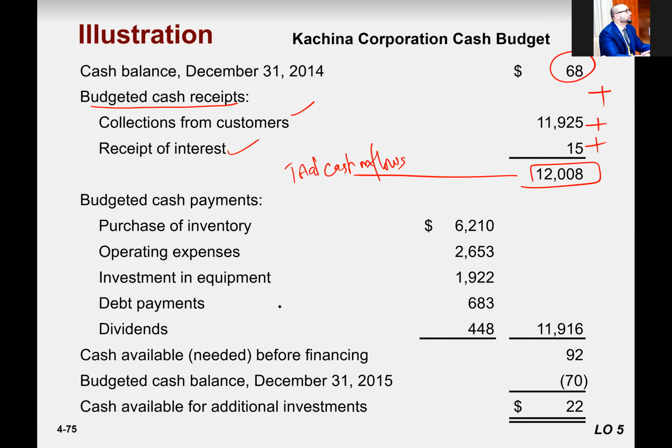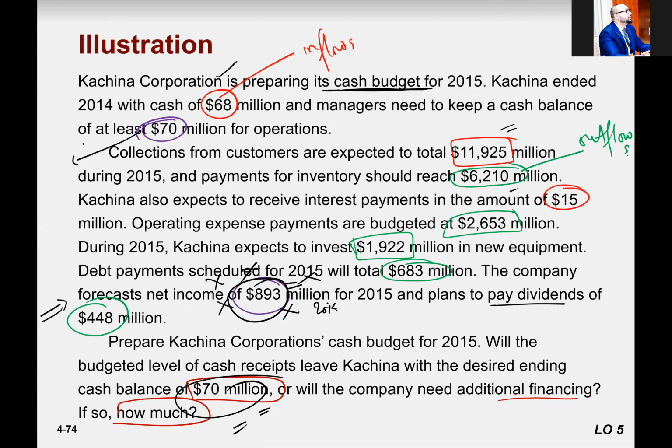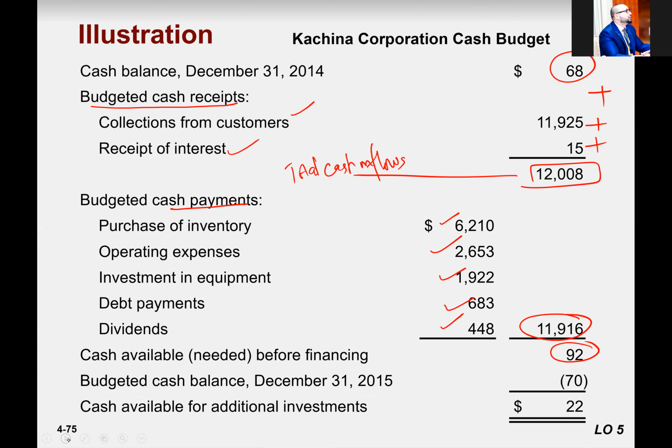And now cash payments. You have payment for inventory, operating expense, investment in equipment, debt payments, and dividend. Total how much? 11,915, and the balance is 92. So do we have that budget to maintain this 70 million, at least 70 million? Answer is yes. And how much additional money we have for other investments or other thing?